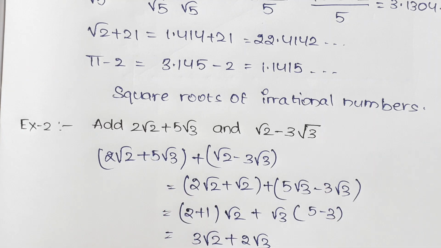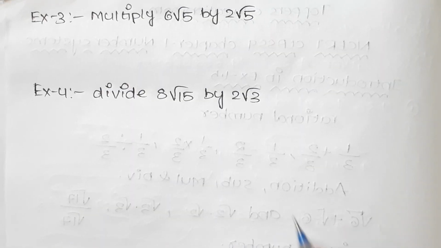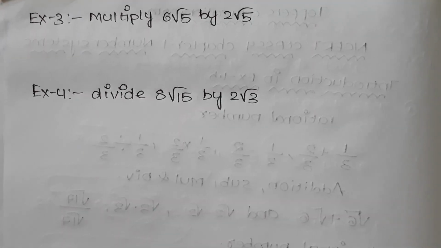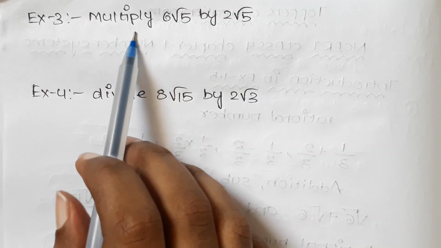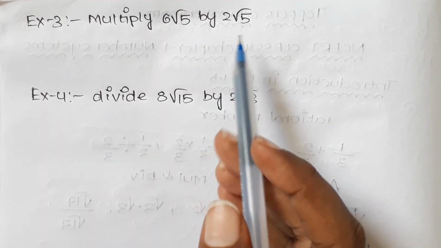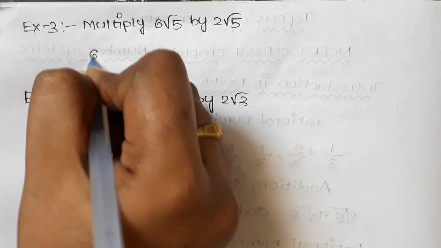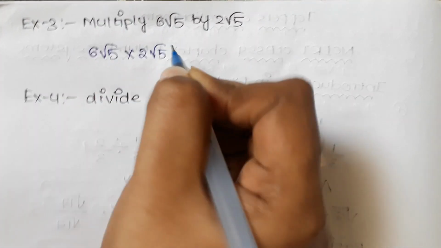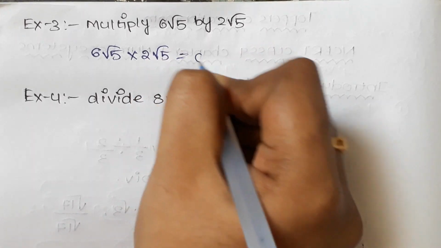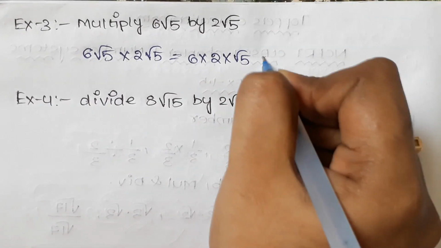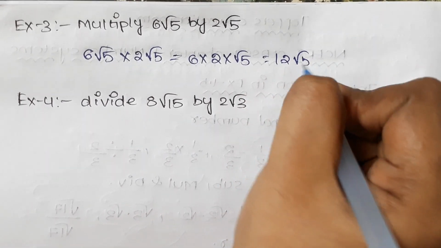Now let us see another example: multiply 6 root 5 by 2 root 5, that is 6 root 5 into 2 root 5, which is 6 into 2 into root 5 into root 5, that equals 12 root 5.